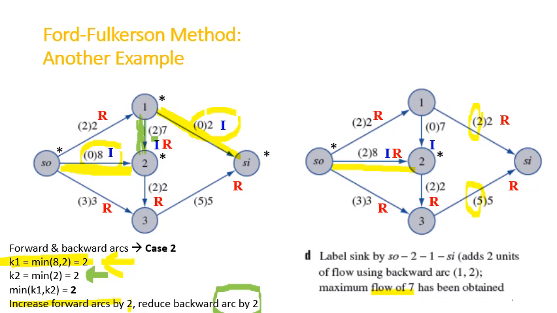So anytime you cannot reach the sink anymore, you cannot label the sink, it means that you have got the optimal solution. So that's how the Ford-Fulkerson method works. Now let's talk about this thing. How do we know if the solution is optimal? We will see the concept of cut, and then there is the small cut and the big cut.